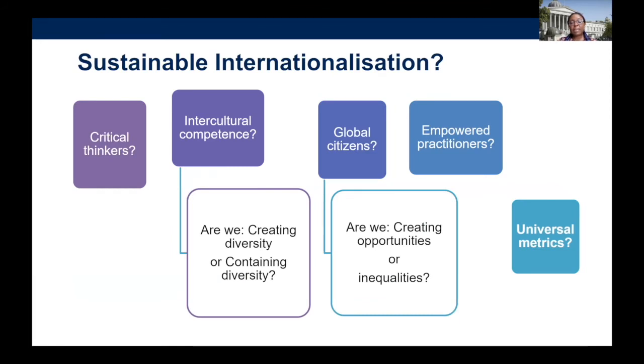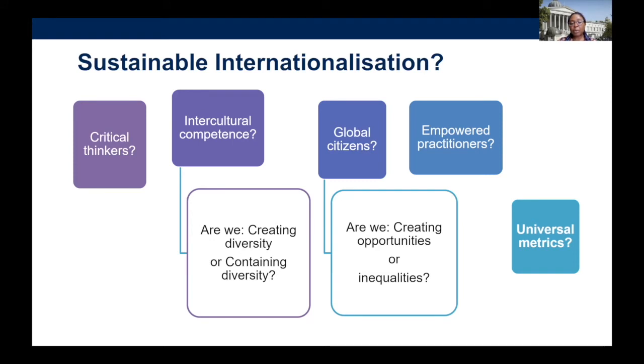So, yeah, critical thinkers, intercultural competence, global citizens, empowered practitioners. Are these good enough metrics for measuring whether a program has sustainability at its core? I think we need to really consider our practices. And also, if we're talking about intercultural competence, how much are we creating diversity or containing it in our settings?